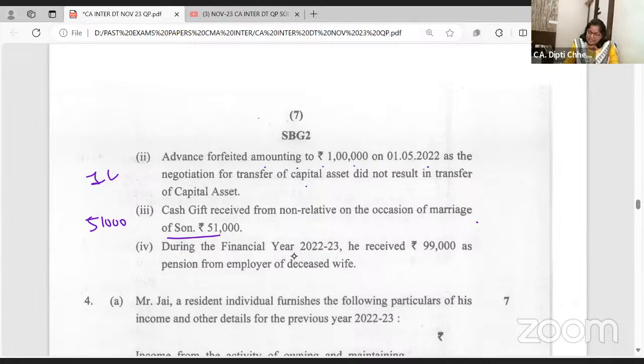During the financial year, he received 99,000 as pension from the employer of the deceased wife. So if the spouse receives pension, it's called family pension. 1/3 or 15,000. So 1/3 comes to 33,000, or 15,000, whichever is lower, you will get deduction. 99,000 minus 15,000, 84,000 will be taxable. See, look at the watch. 5 minutes you can do this in notebook. 84,000 plus 1,51,000, 2,35,000 is income from other source.